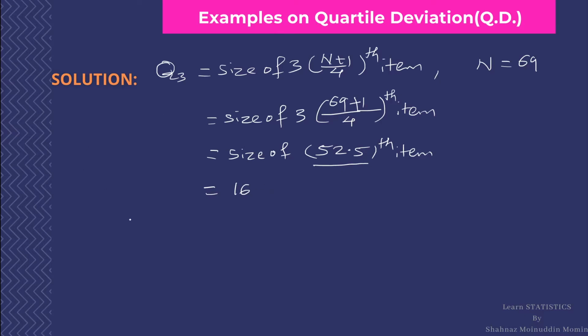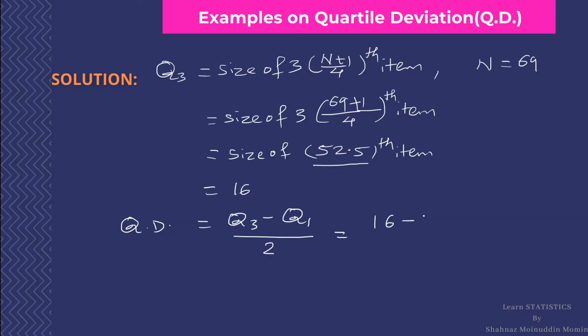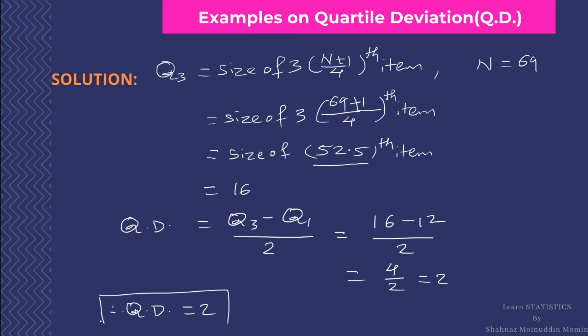Therefore, quartile deviation is given by QD is equal to (Q3 minus Q1) divided by 2. Substitute the values of Q3 and Q1. Q3 is 16, Q1 is 12, divided by 2. So it is 4 upon 2, that is equal to 2. Hence quartile deviation is equal to 2 for the discrete data in our example.